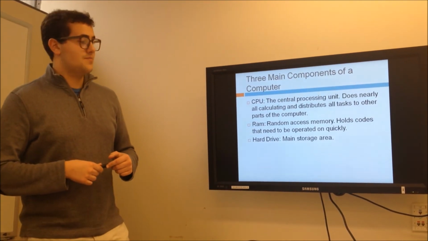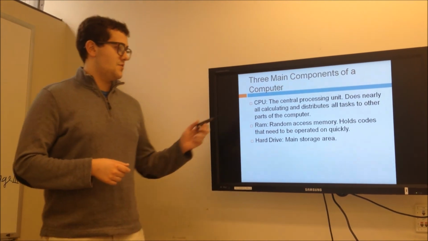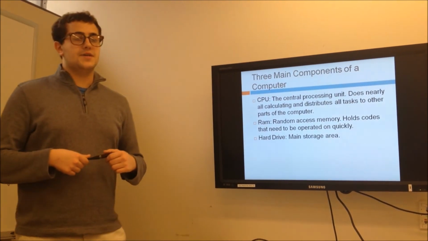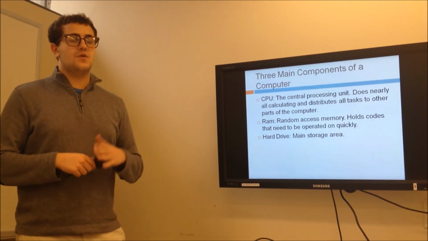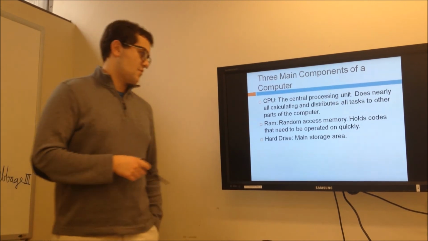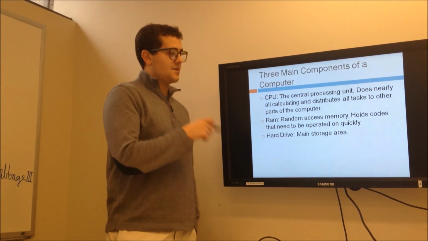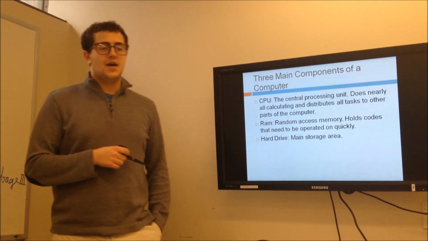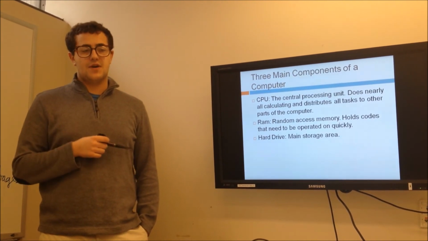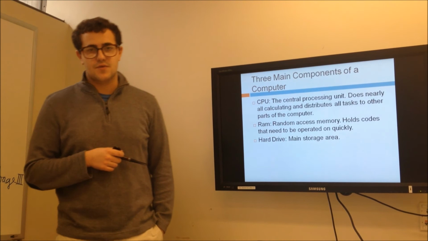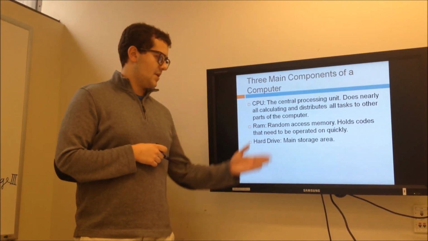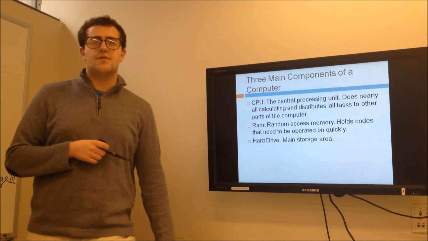Now, the three main components of the computer are the CPU, the central processing unit, which does nearly all the calculating and distributes all tasks to other parts of the computer. Next, we have the RAM, or random access memory, which holds codes that need to be operated on quickly. The amount of RAM determines the speed of your computer. And then lastly, we have the hard drive, the main storage area that holds all your things.